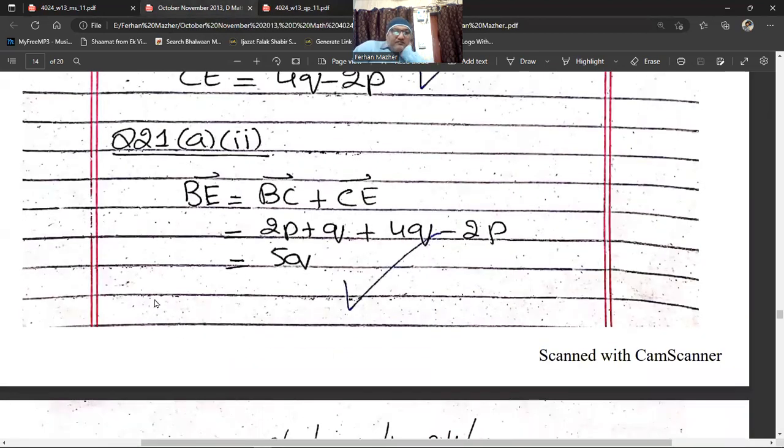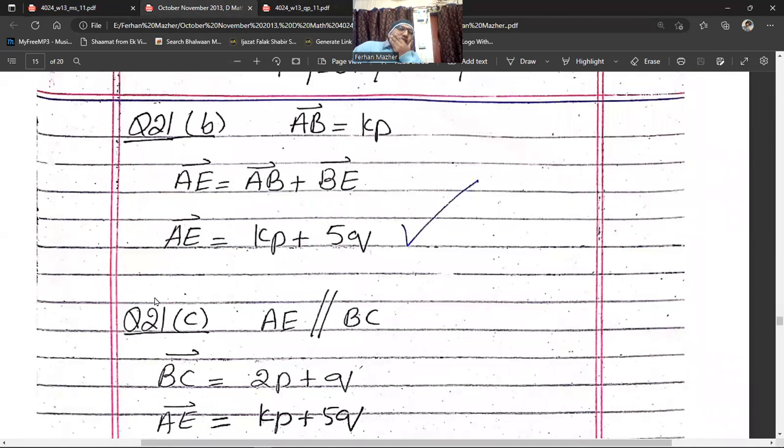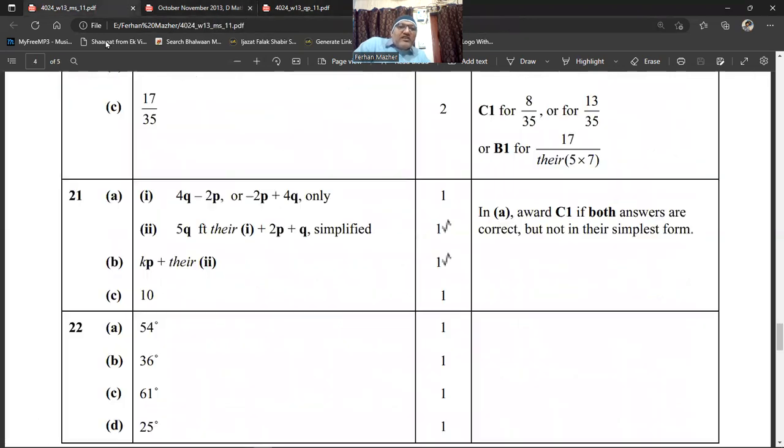Now, the question is, what is AE? AE will be from A go to B, from B go to E. And AB is KP plus BE is 5Q. So KP plus 5Q, our answer is right.